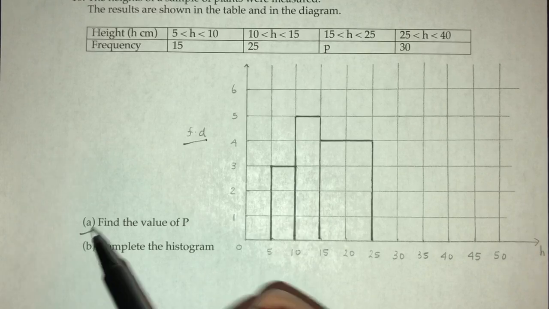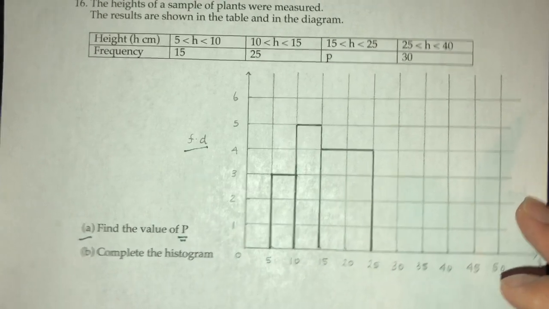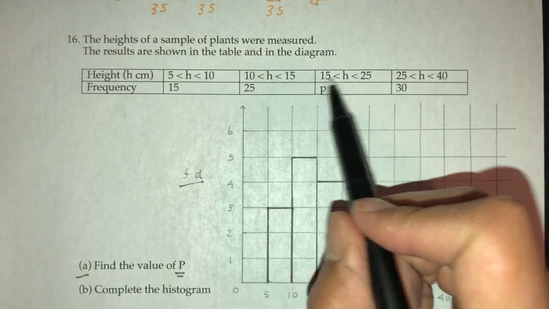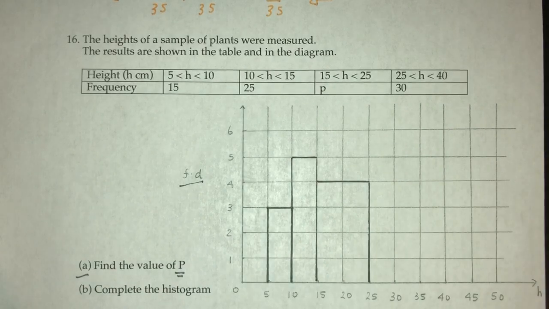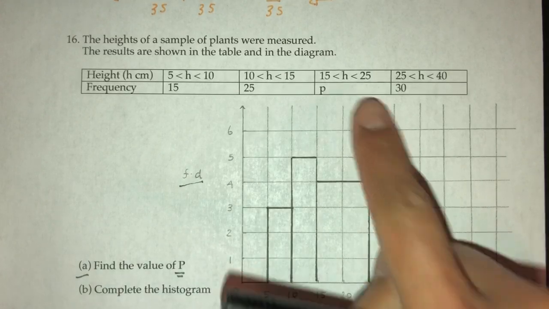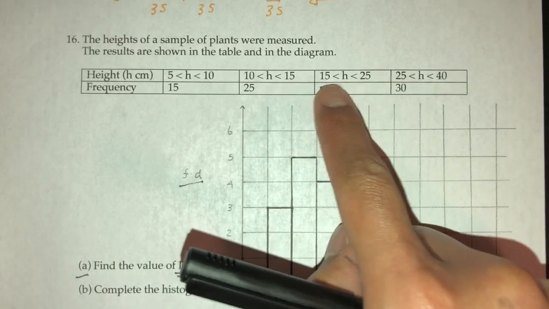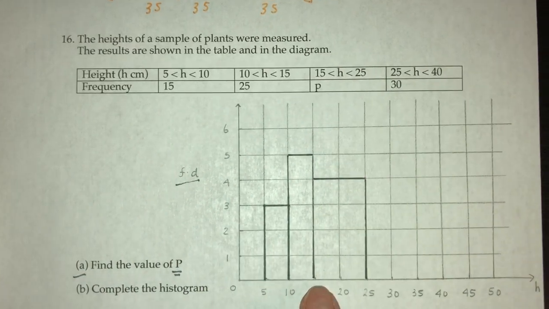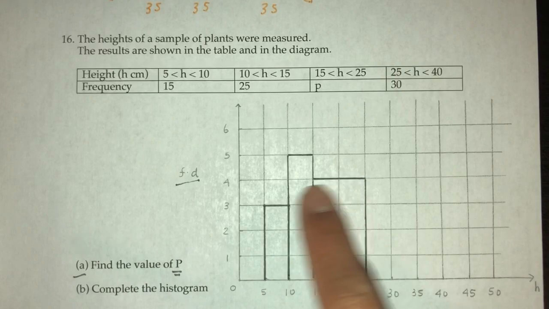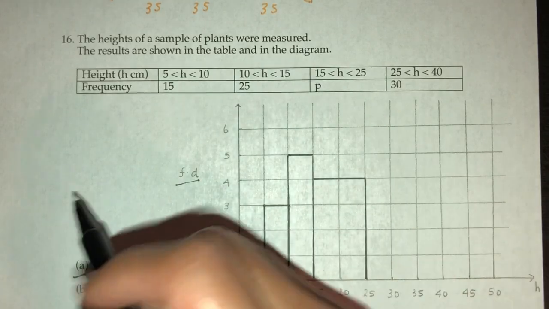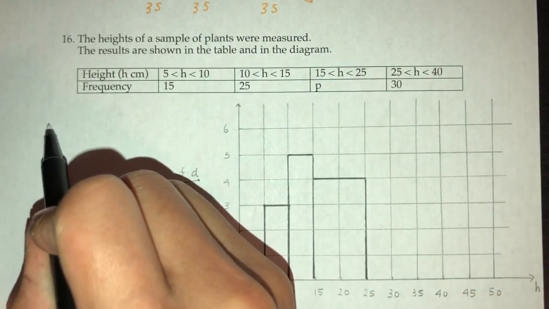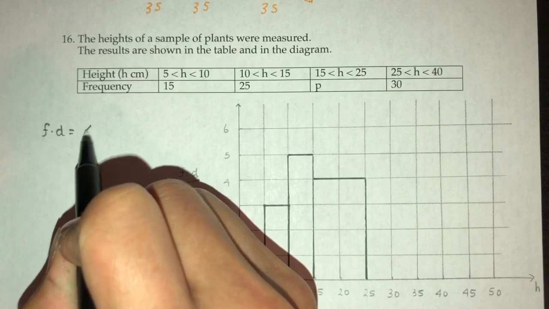Now part 1 is to find the value of P. P is the frequency for this class. As you guys know already, we first have to find the frequency density for this class. As you can see, 15 to 25 is here, and the value is 4. So we know that for this class, the FD is equal to 4.